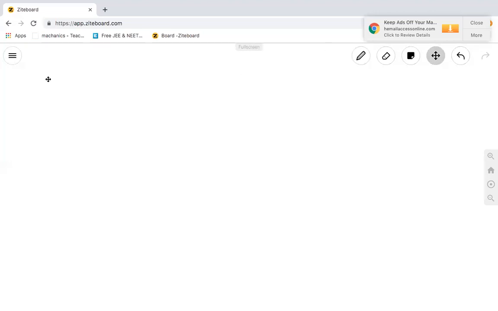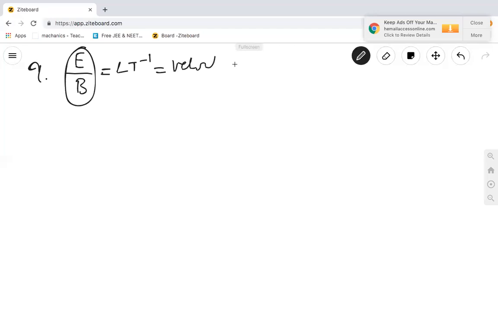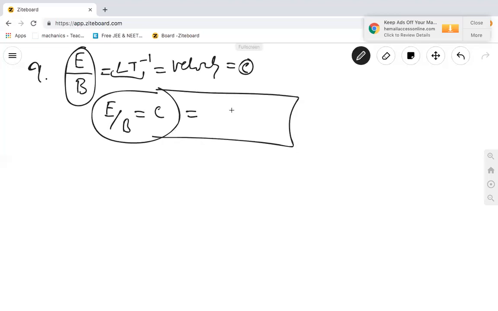Now let me go to the ninth. Ninth is, what is the dimensional formula for E by B? I can write directly, it is dimensions LT minus 1. You may ask how I am able to do it, because I know E by B is nothing but the velocity of the electromagnetic wave, that is C. And C, velocity, has the same dimension as this. E by B is the same as velocity. So velocity you can write LT minus 1.